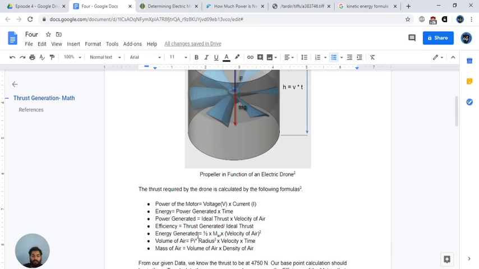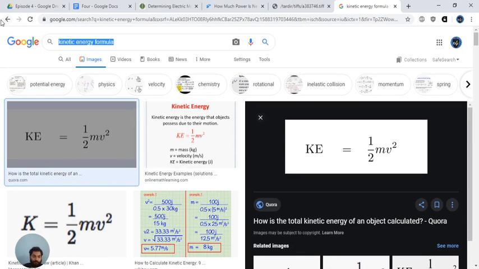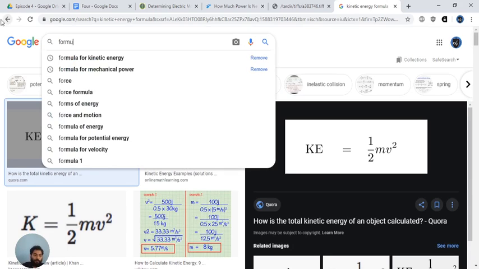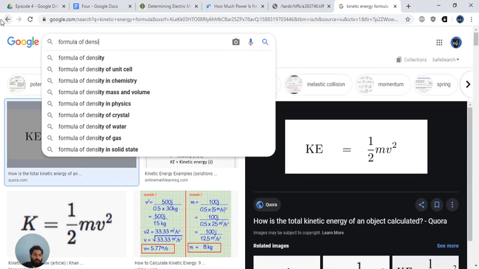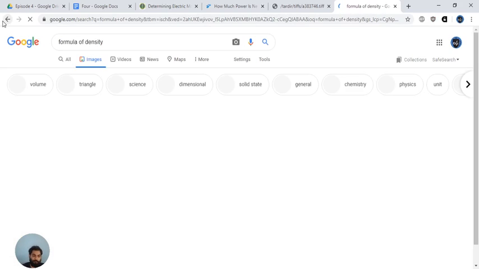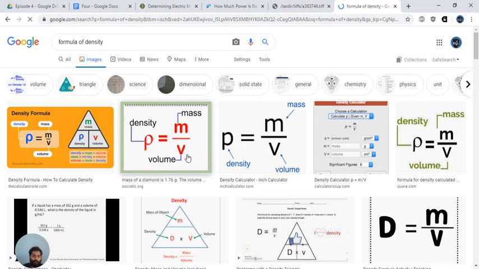That's the energy generated. Now, we still don't know what the velocity of air is, but we do know how to calculate the mass of air. How do we calculate the mass of air? It is the volume of air times the density of air. How do we know that? Formula of density: mass upon volume, so mass is volume times density.